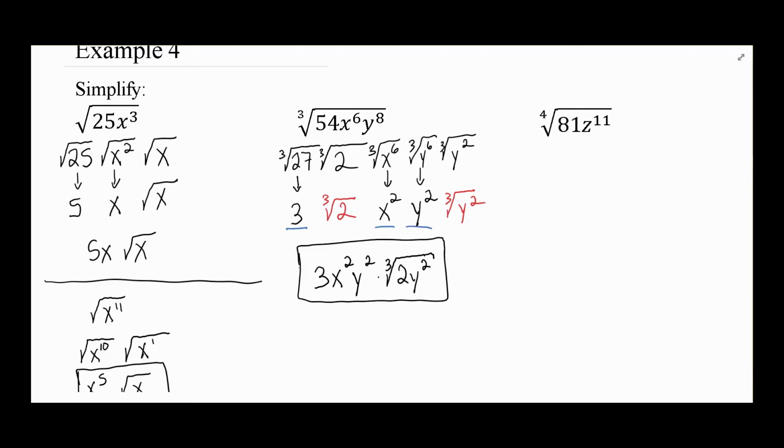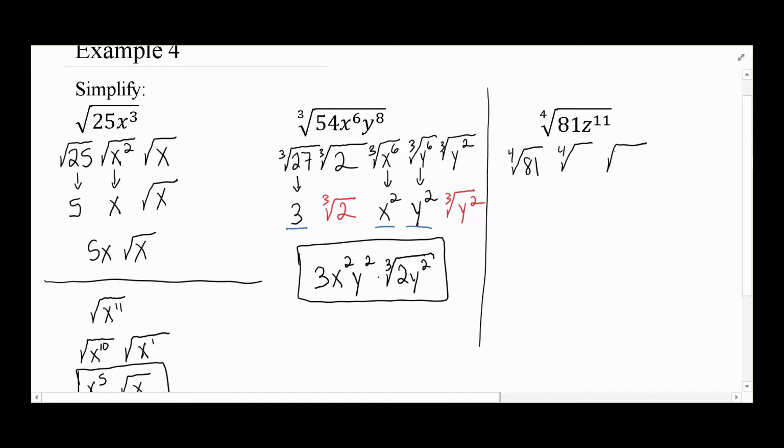Let's look at one more example. We're looking at fourth roots now. In the break it up step for 81, 81 is already a perfect power of 4, so there's nothing to break up there.